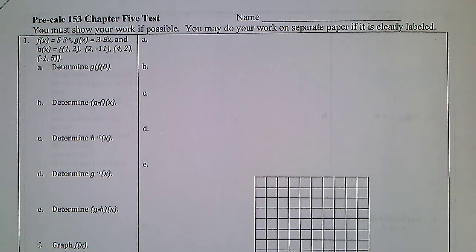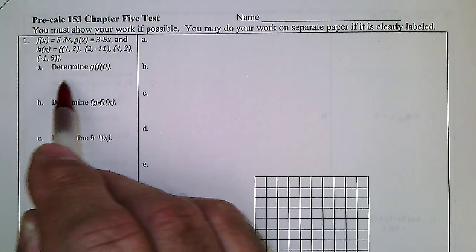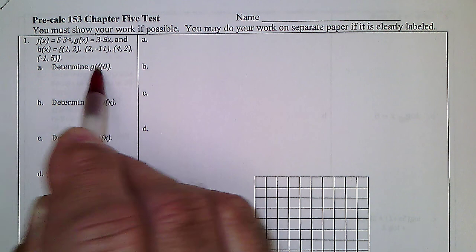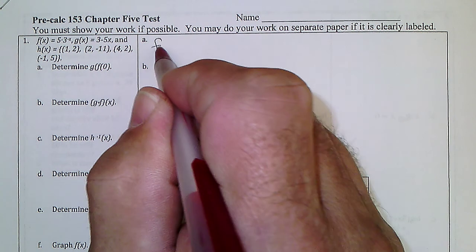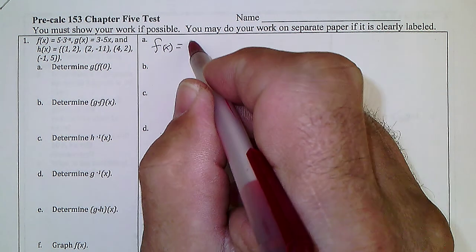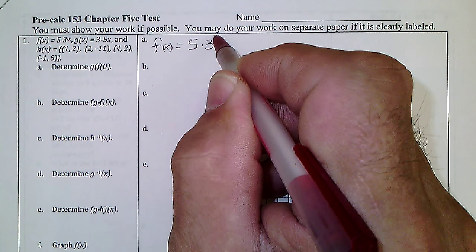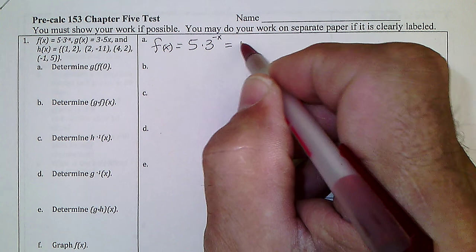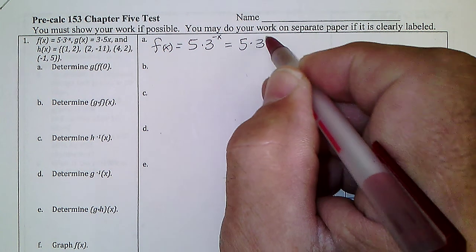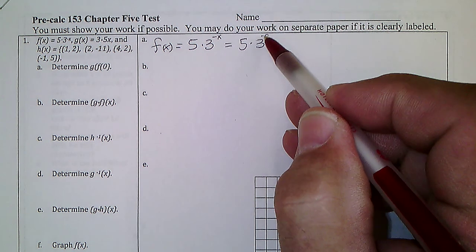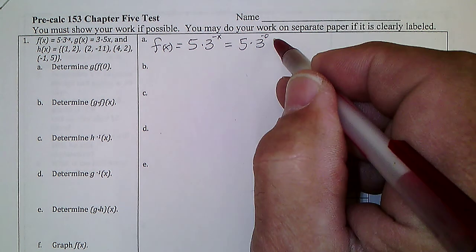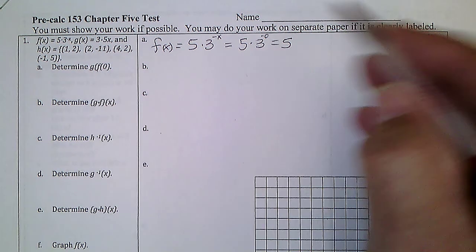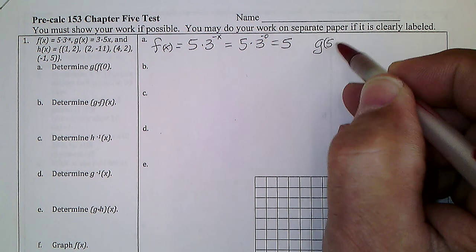Some of you had some troubles on these problems here, so I want to make sure we get all these. So number 1a, we were supposed to put 0 into f, and f of x is 5 times 3 to the negative x power. So f of 0 would be 5 times 3 to the negative 0, and anything to the 0 power is 1, so this is 5 times 1, which is 5. So f of 0 is 5, so now we got to find g of 5.